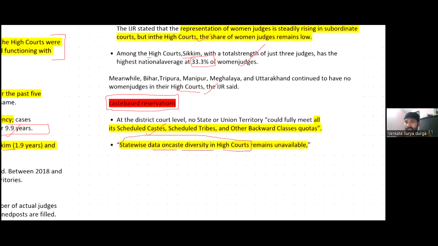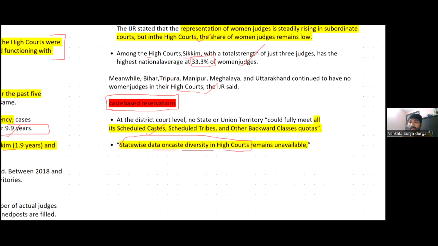If we have data on caste-wise diversity of representation of judges in the higher judiciary, then the government and judiciary will take appropriate and adequate measures to increase the number of judges from different caste groups so that representation of all sections in the judiciary is possible. Okay, this is all about the pendency of cases, vacancies in the higher judiciary and subordinate courts, and representation of women and caste-based reservations in the judiciary.